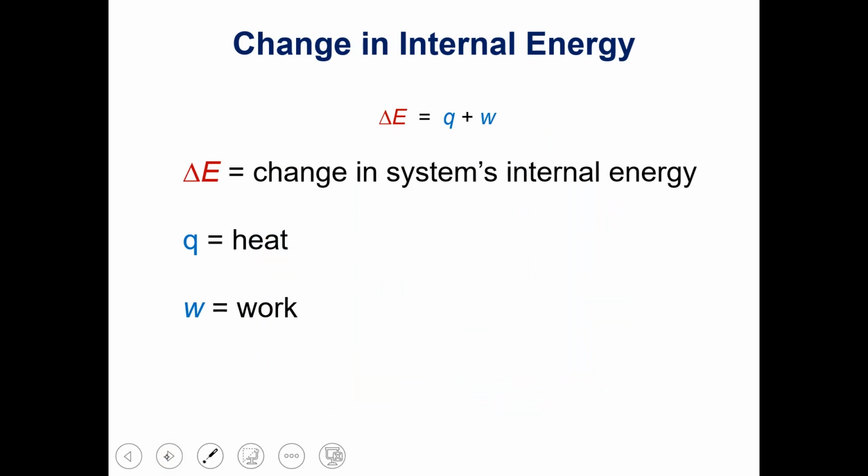When we calculate the total change in internal energy, the change in internal energy is equal to the sum of the heat plus the work. So if you add those two values together, that's the total change in energy.